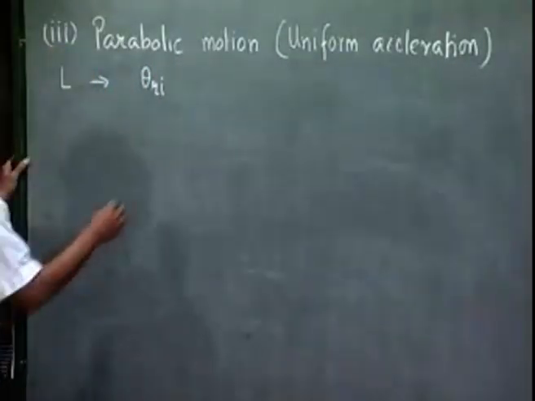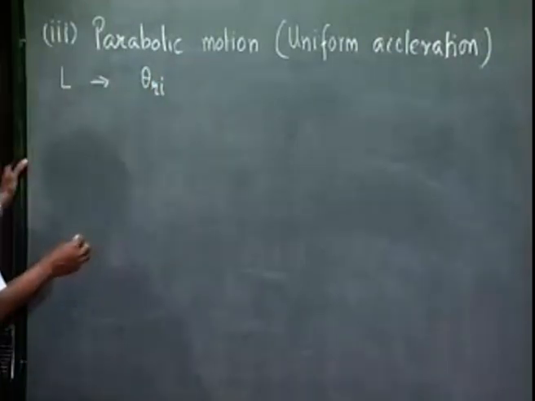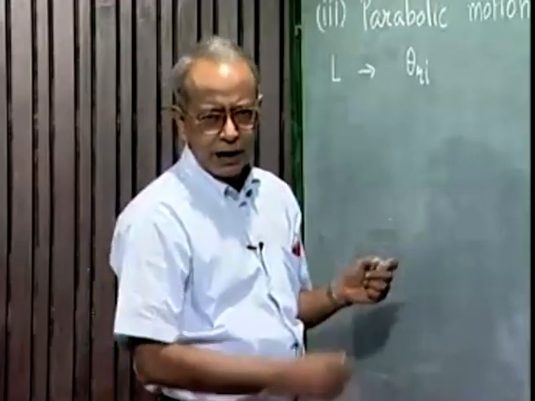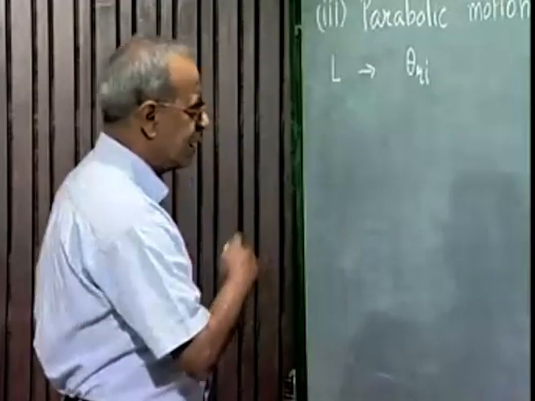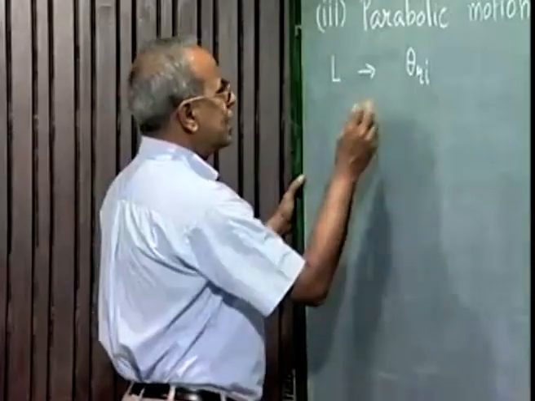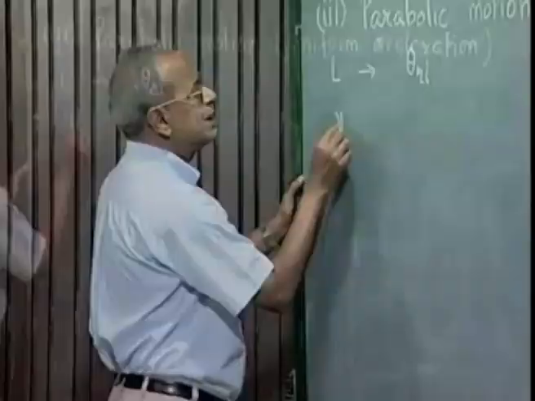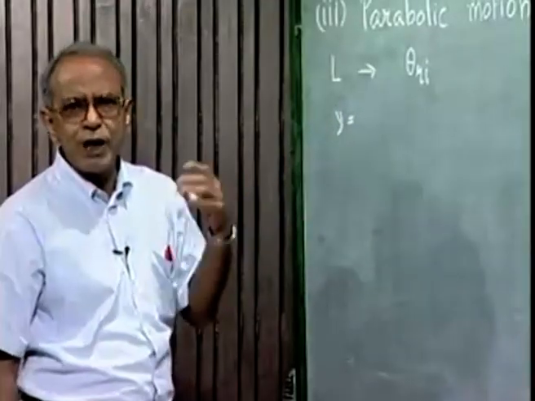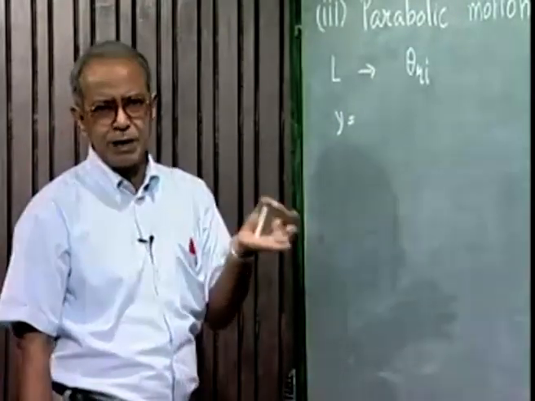Now, let us see, it is called parabolic motion because the displacement diagram is parabolic. Actually, there are two parabolas. Let us see how. As you remember, with constant acceleration, the motion starting with 0 velocity will be proportional to the square of the time. S equal to ut plus half at squared.